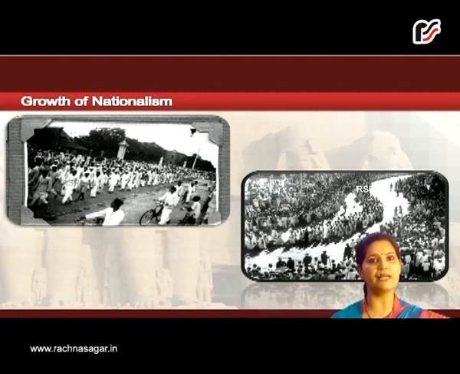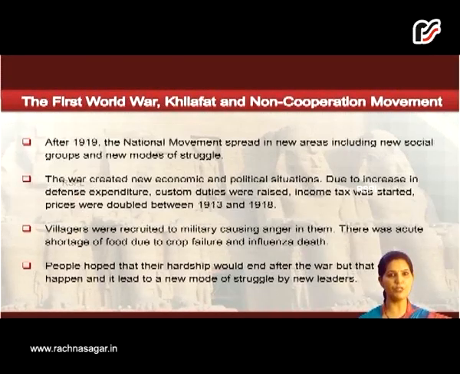This chapter will tell us about nationalism in India after 1920, the First World War, Khilafat and non-cooperation movement. After 1920, the national movement spread in new areas, including new social groups and new modes of struggle. The war created new economic and political situations.